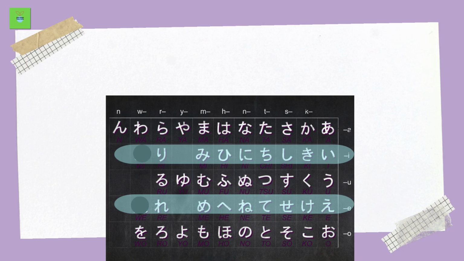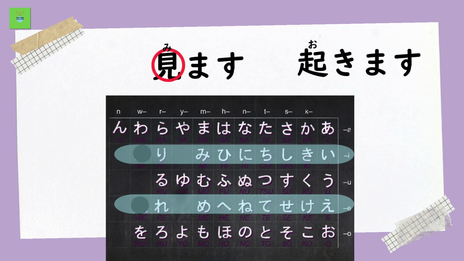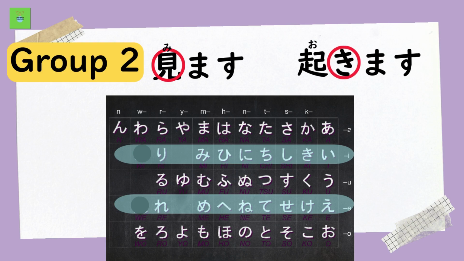Exceptions exist. 見ます、起きます。Those are in Group 2. But don't worry, only introduce 2 to 3 exceptions at a time to avoid confusion.